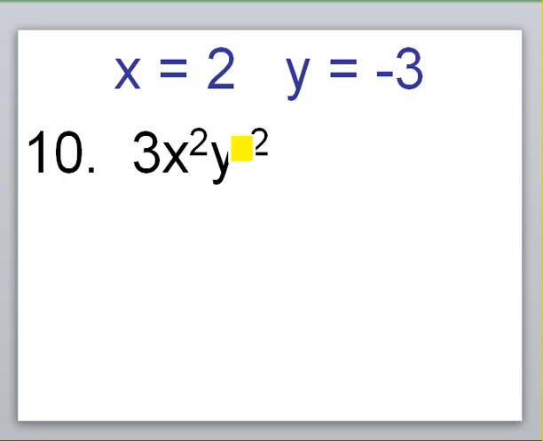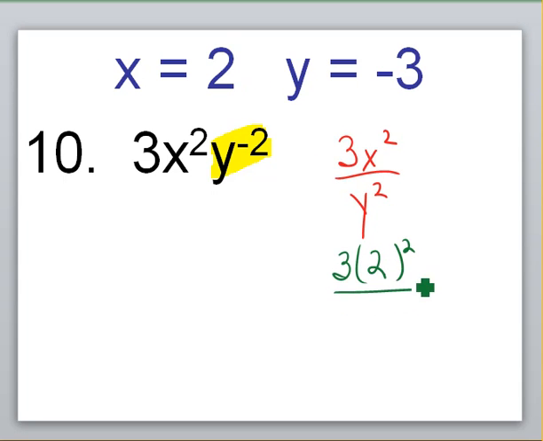So again, I'm going to do this the same way I was. I'm going to first highlight what's not happy. I'm going to keep the things that are happy where they are, but I'm going to move the unhappy part, and it goes to the bottom. The next step I want to do is evaluate these. So I've got 3 on the top. I have an x, which is a 2 squared, and on the bottom I have a negative 3.